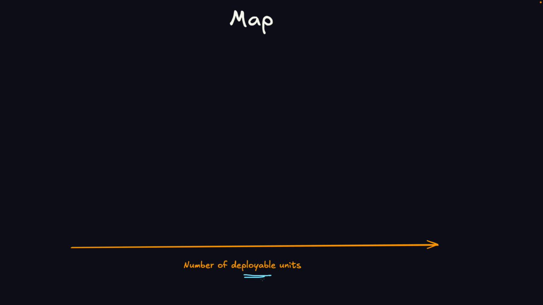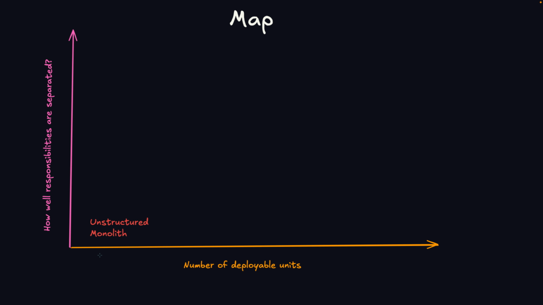To create this map, on one axis we are going to have the number of deployable units, and on the other axis we are going to have how well the responsibilities are separated. So these are the two axes, and this is what is going to give us the map that we were talking about. Here on the lower left corner we have the unstructured monolith.